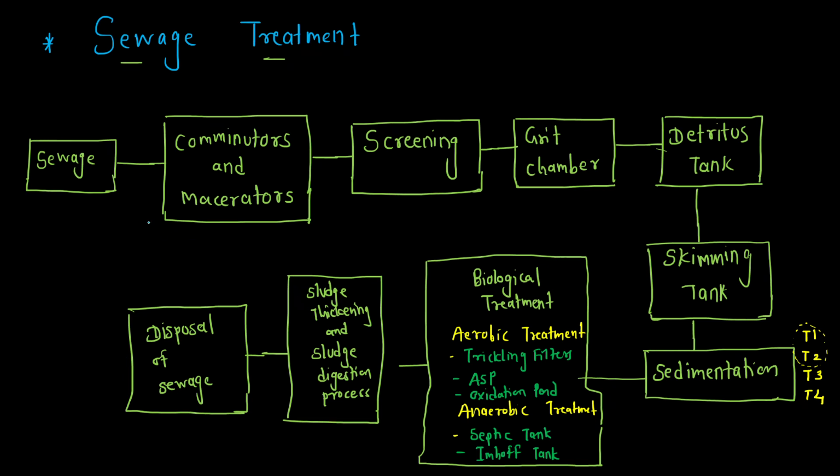We'll start with the first process. Once the sewage is taken to the sewage treatment plant, initially it is subjected to comminutors and macerators. So the first heading will be the same: comminutors and macerators.